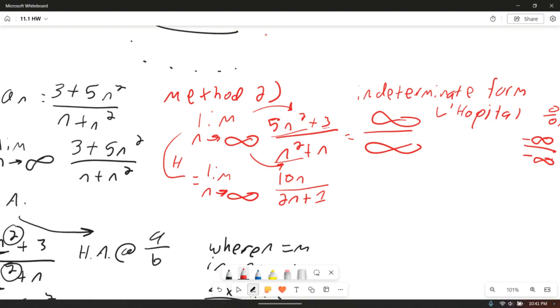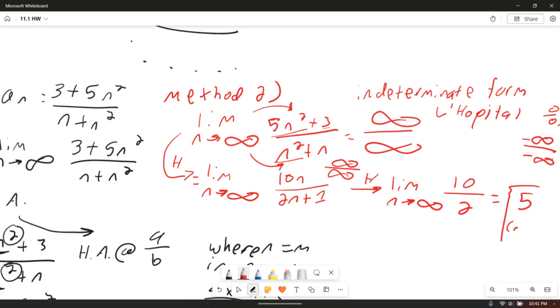But if we apply the limit directly again, we just get infinity over infinity, which isn't what we want either. We have the same conditions as before. We get an indeterminate form if we apply it directly, so we can just use L'Hopital again. Then this equals the limit as n approaches infinity of 10 over 2, just the derivative of the top over the derivative of the bottom. The limit of a constant is just that constant, which is 10 over 2, which is 5. So this converges, just like the last one. Not too shabby.